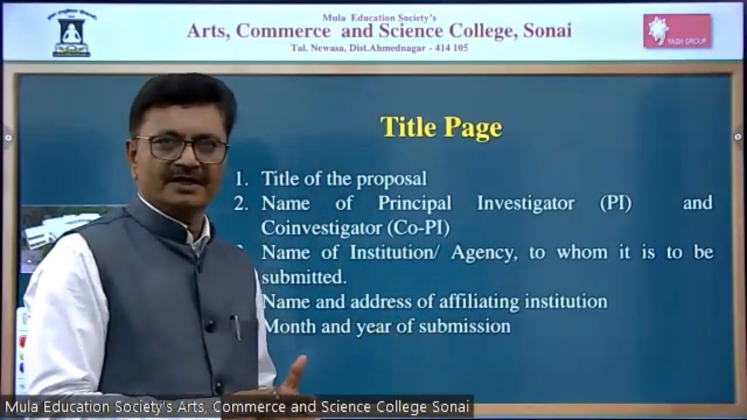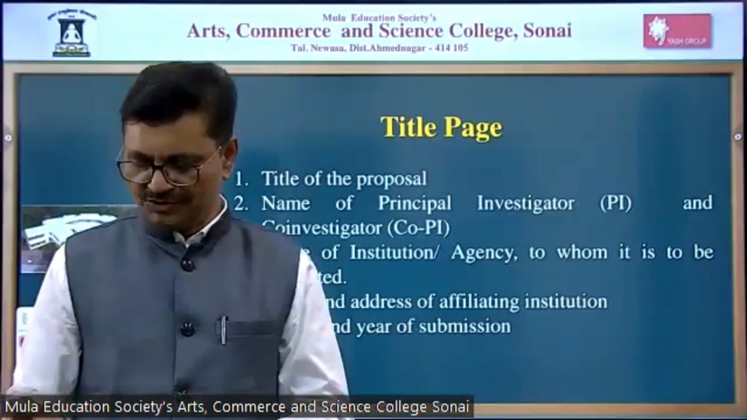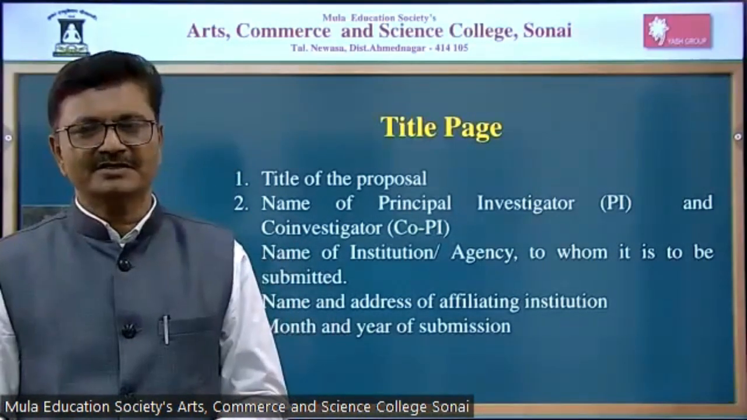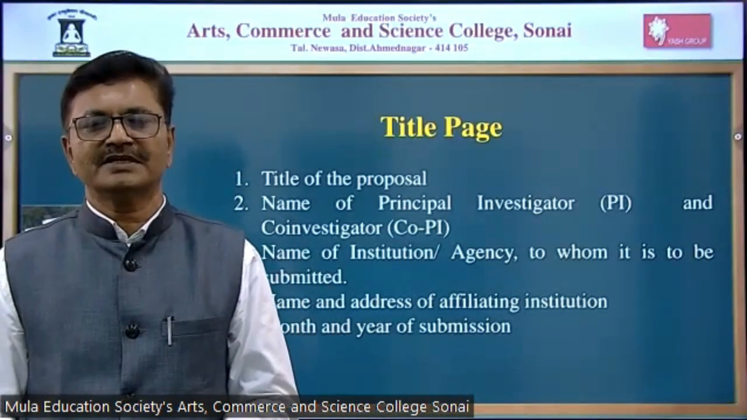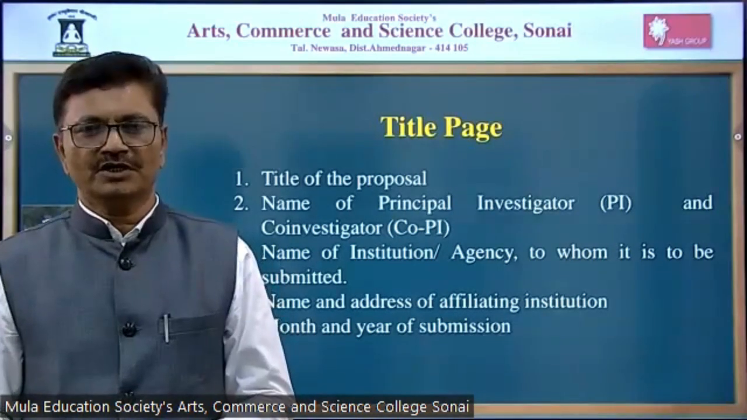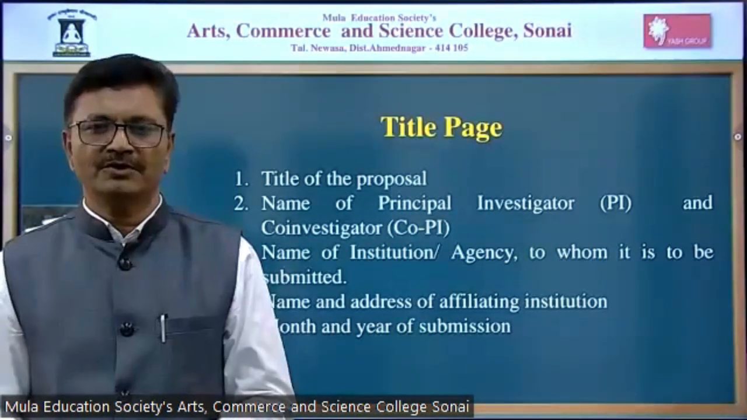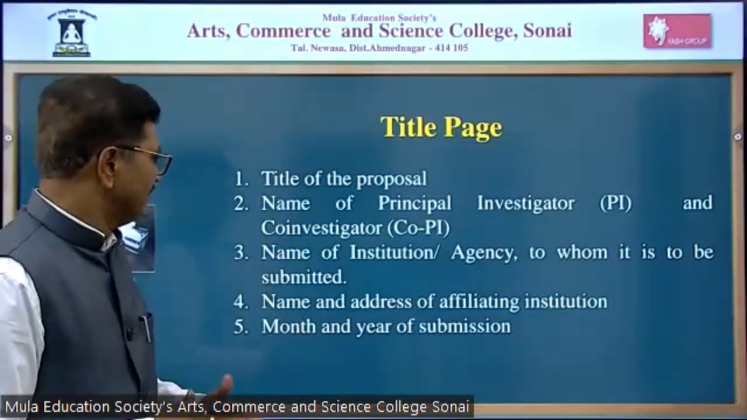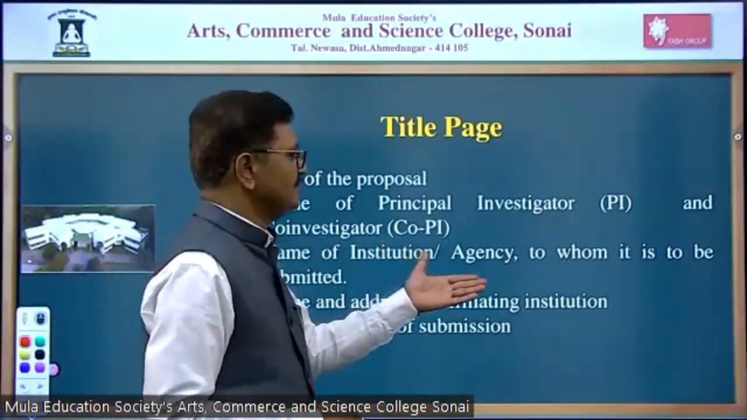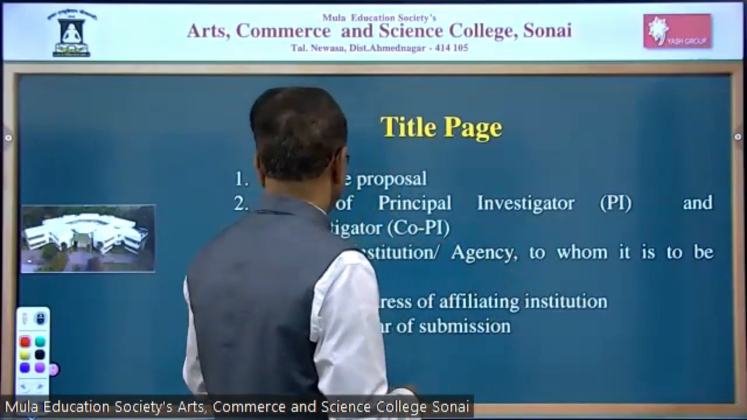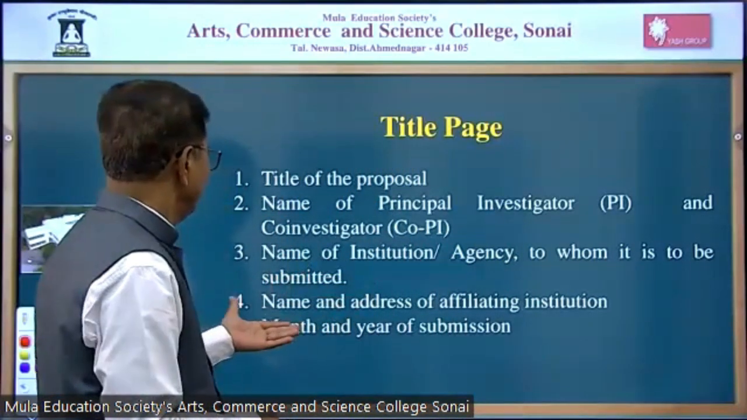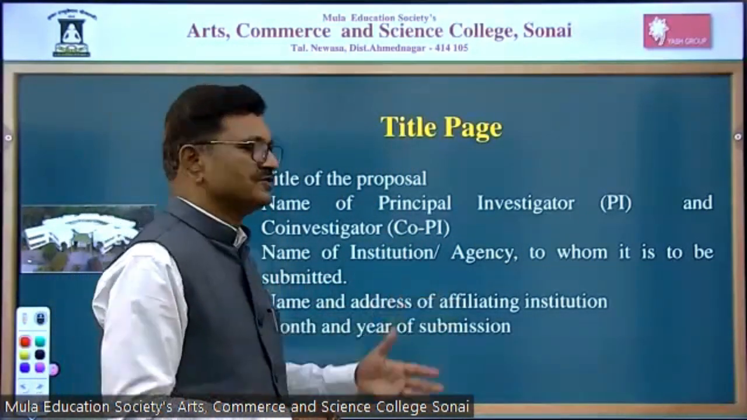इसको आपको सबमिट करना है. If you want to submit it to the University Grants Commission, तो उनका नाम आ जाएगा. If you want to submit it to an NGO, तो NGO का नाम आ जाएगा. Or if you are submitting it to Pune University or BCUD or BOD, तो उनका नाम आएगा. So likewise, the name of the institution or agency to whom it is to be submitted, इसका नाम आएगा. The name and address of the affiliating institution.